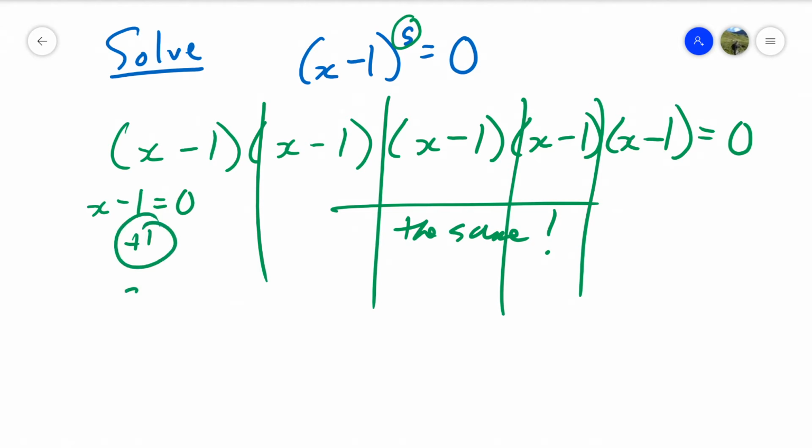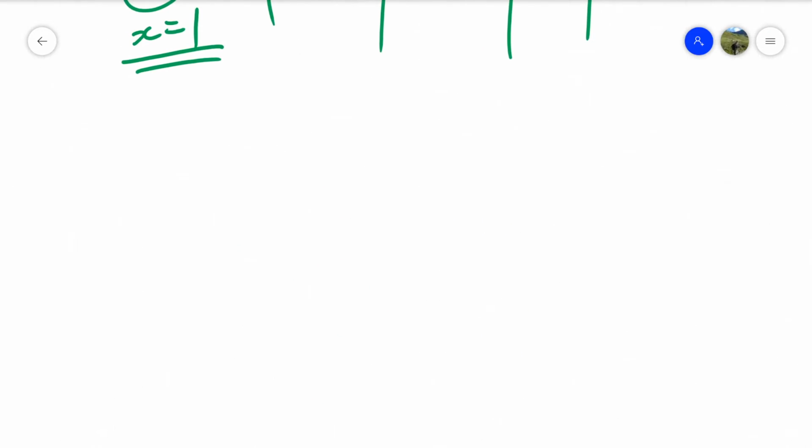Add 1 to both sides. X equals 1. Ta-da. Next question.